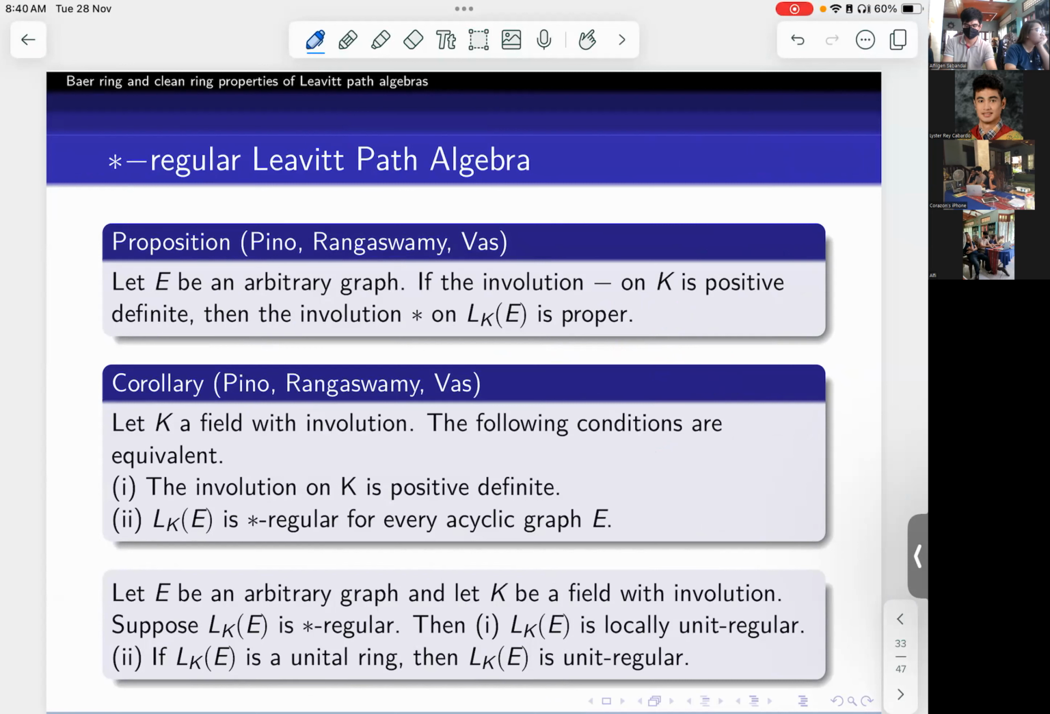And due to this, we get the next corollary that says that for an arbitrary multi-digraph and for a field with involution, if the Leavitt path algebra is star regular, then it is locally unit regular. And if L_K(E) is a unital ring, then in a unital ring these two notions coincide, so it would be unit regular as well.